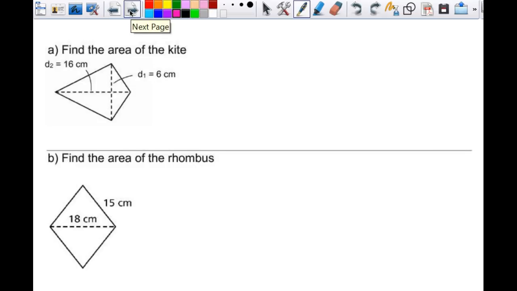So we're going to find the area of the kite. And so I write down my formula. Area of the kite is equal to 1/2 D1, D2. Oh, I keep moving. They give me D1? Yes. Did they give me D2? Yes. So I get 1/2 times 6 times 16.